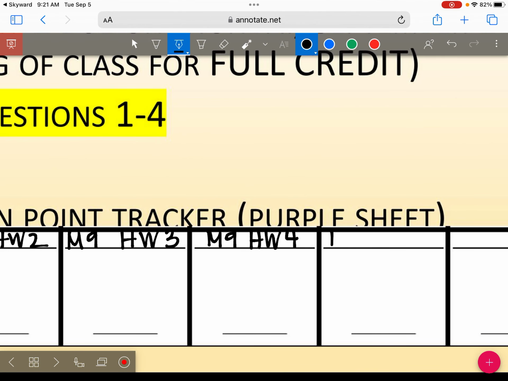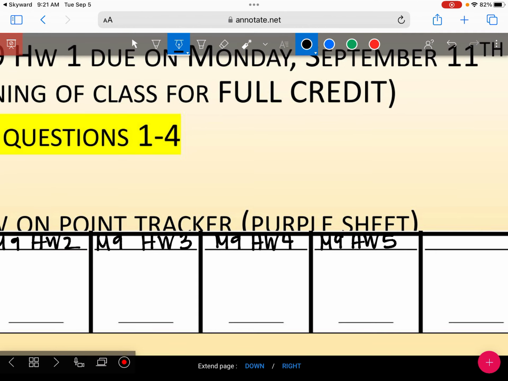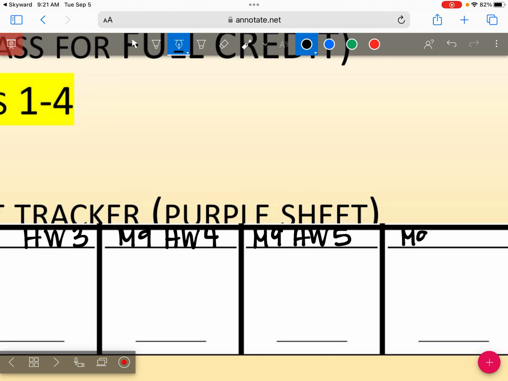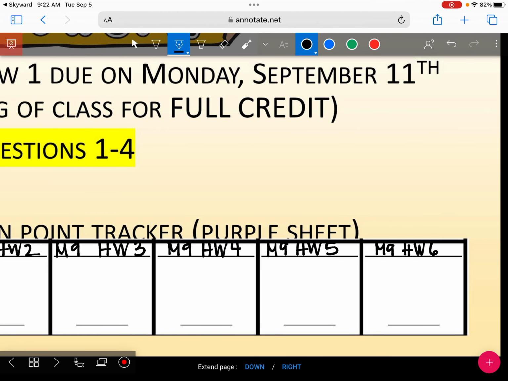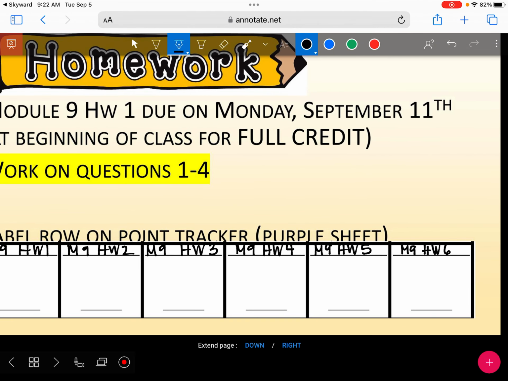So for this module, there are 6 assignments that we're going to have. And even though there's 6, I am going to collect it before every quiz because we have 2 quizzes. So I'm going to collect it twice and put your grades in twice. So that's for this row. Now for Module 9, homework 1, did everyone get that? I am going to check that at the beginning of class on Monday, September 11th for full credit. So to get 50 out of 50, you have to have it completed when I check it during the bell work. That's Module 9, homework 1.